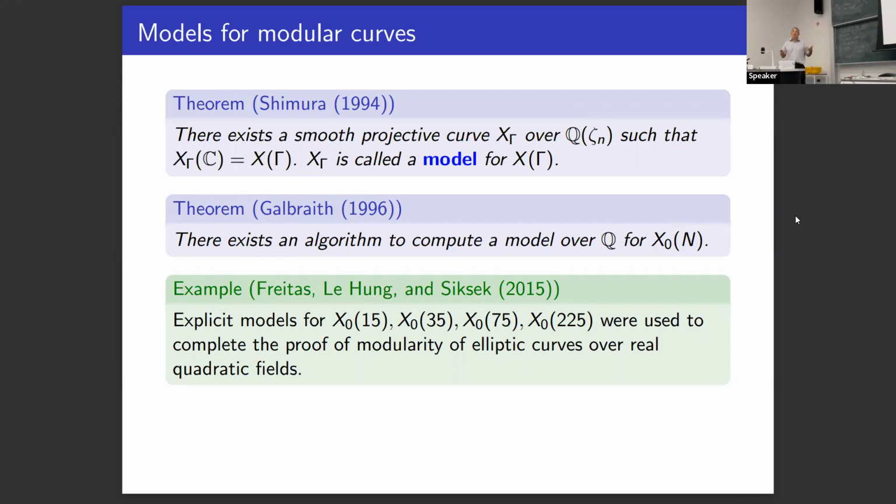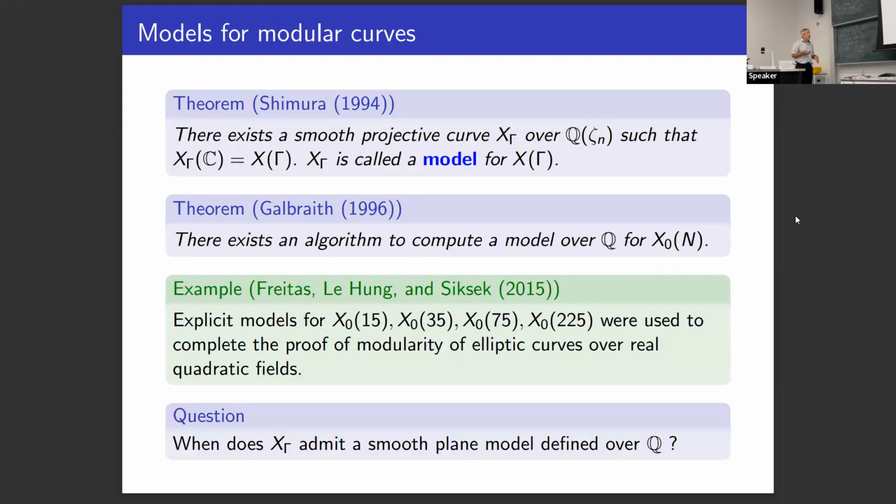That's why we're interested in computing models for these curves. And we want these models because we're using some algebraic geometric methods on them. And this could get complicated when our model of the curve is more complicated. So our question is, when is this model very simple? What do I mean by simple? First of all, I want it to be a plane model, so just a plane curve, because that's where we can do the most. And I want it to be smooth. So when does a modular curve admit a smooth plane model defined over the rationals? That's the question we started with.